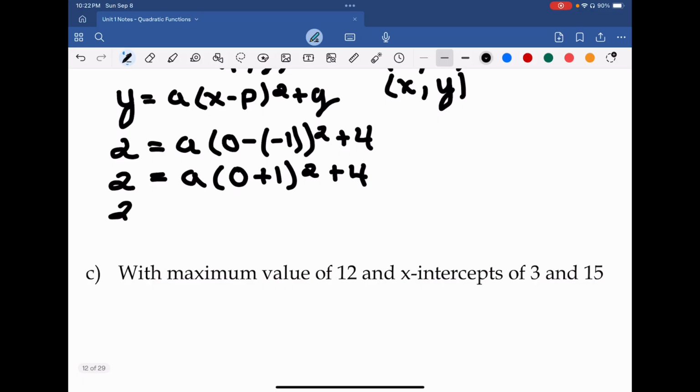Now, using some simplification, we're going to write this as 2 times a. Well, 1 squared is just 1, so this leaves us with 1 plus 4. Just like we did in the previous one, before we divide by 1, in order to get the a alone, I have to subtract 4.